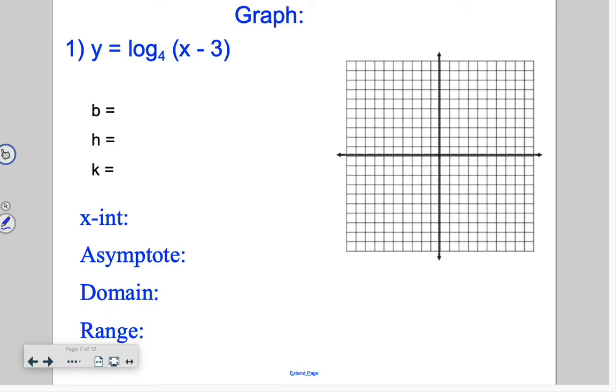All right, let's take a look. Here's example number 1. Let's actually now, all that stuff we just talked about, let's put it to work here.